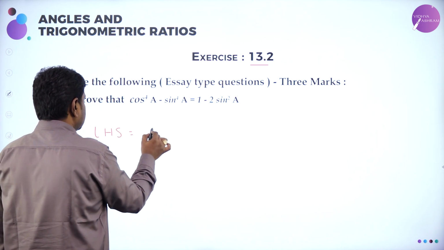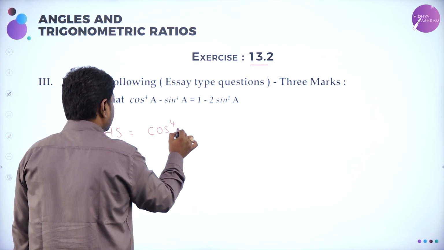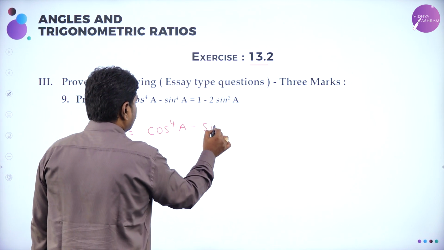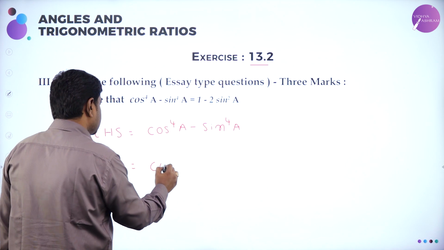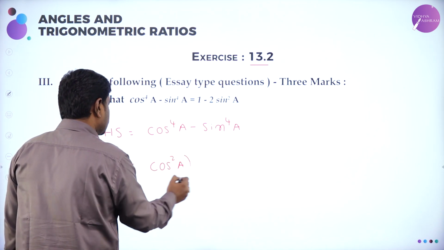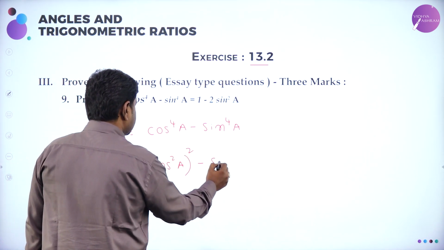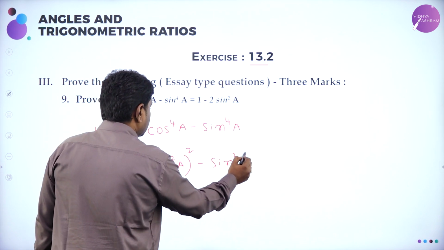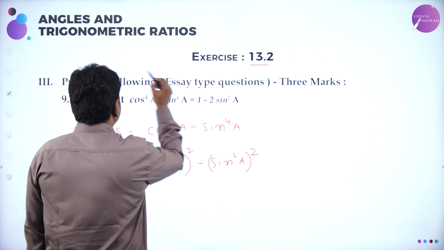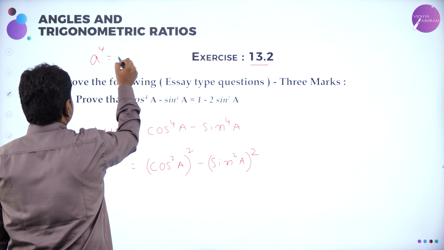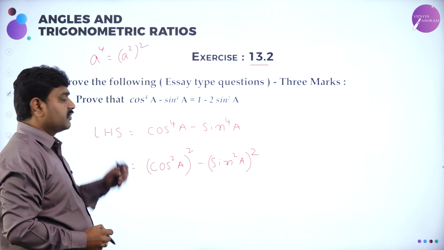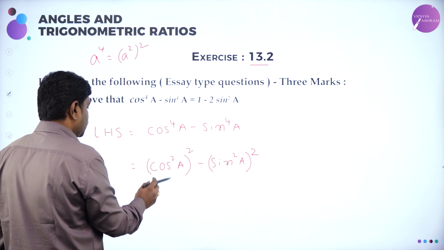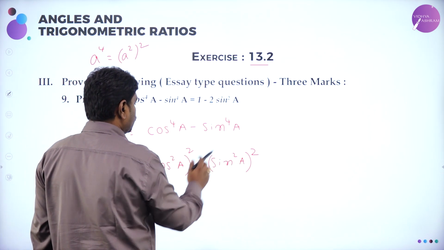What is LHS? LHS is cos power 4a minus sin power 4a. So now can we write this as cos square a whole square minus sin square a whole square? All of you know law of indices. A power 4 can be written as a square whole square. So if you use law of indices, 2 2s, it will become 4. Now it is in the form cos square a whole square minus sin square a whole square.